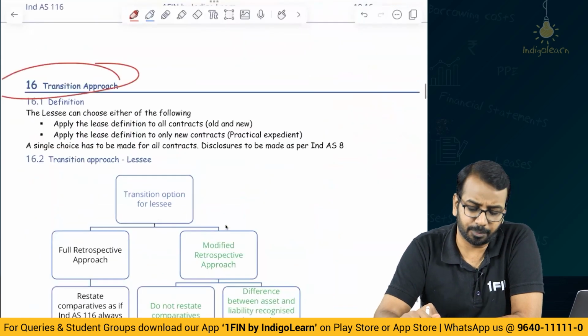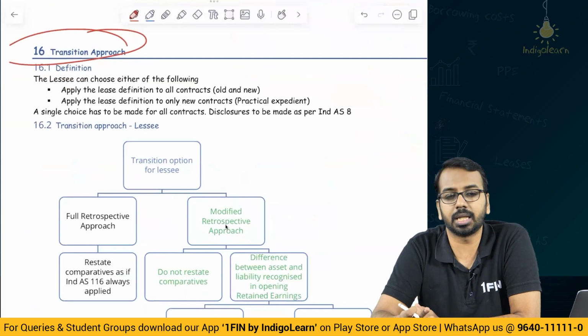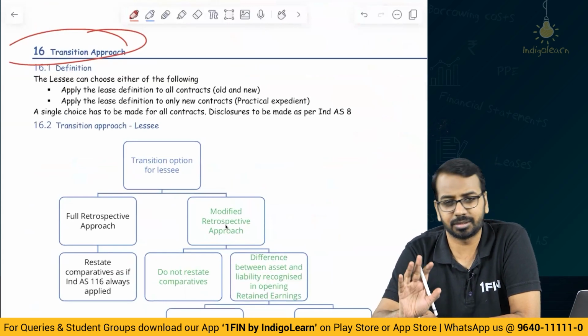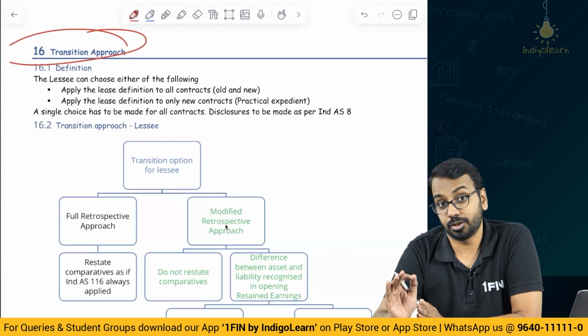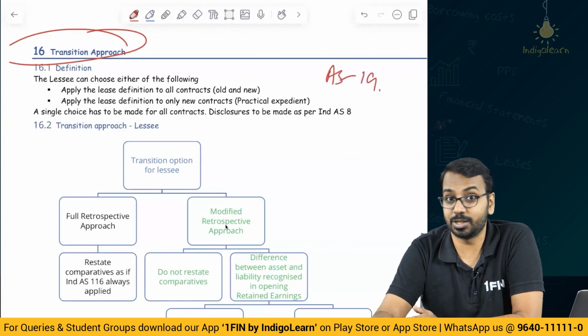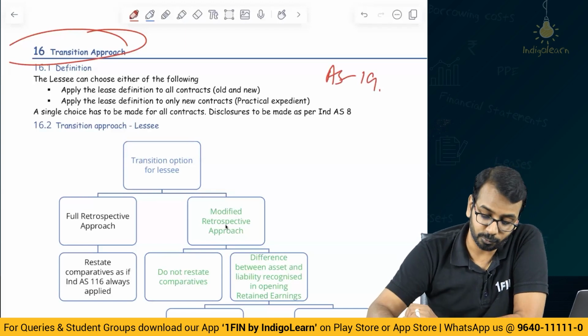So we have this transition approach. Now it has been a long time that the transition has happened, but nonetheless I would suggest you to at least practice the question of transition, because there can be a transition from Accounting Standard 19 to IndAS 116 also, right? Of course it's a first time transition, but again that is important for you to understand.